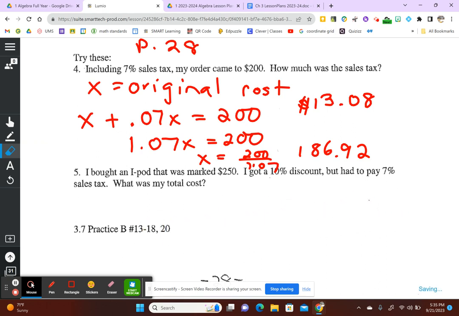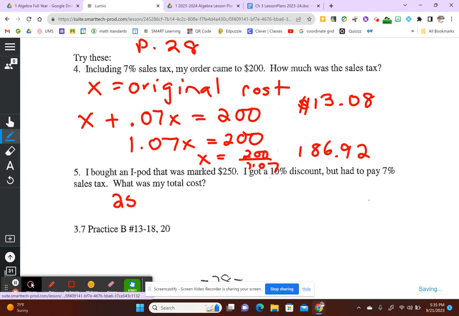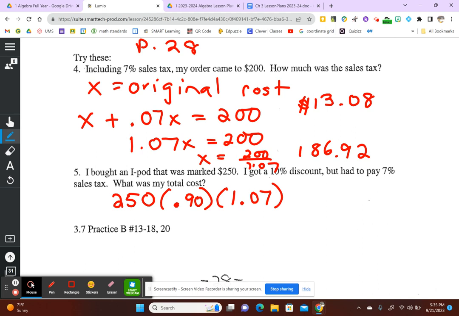But what you could also do is the shortcut method. It costs $250, but with my 10% discount, I only have to pay 90% of the 250. But then on top of that, I have to pay that much in sales tax. So I do 250 times 0.9 times 1.07, and it equals $240.75. So with the discount and the sales tax, you only pay $240.75.